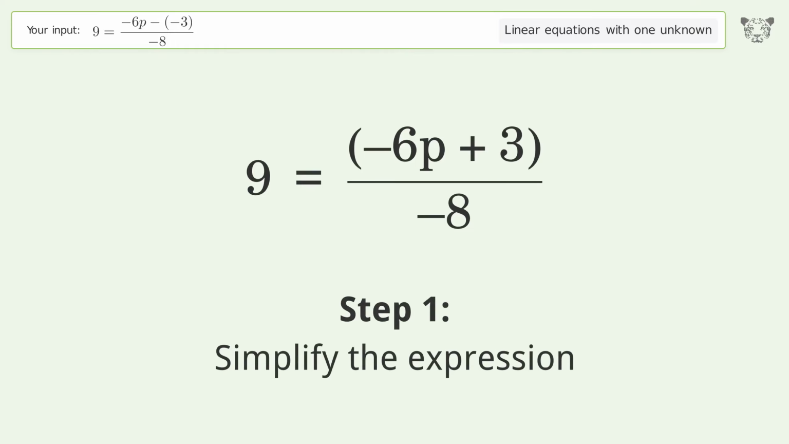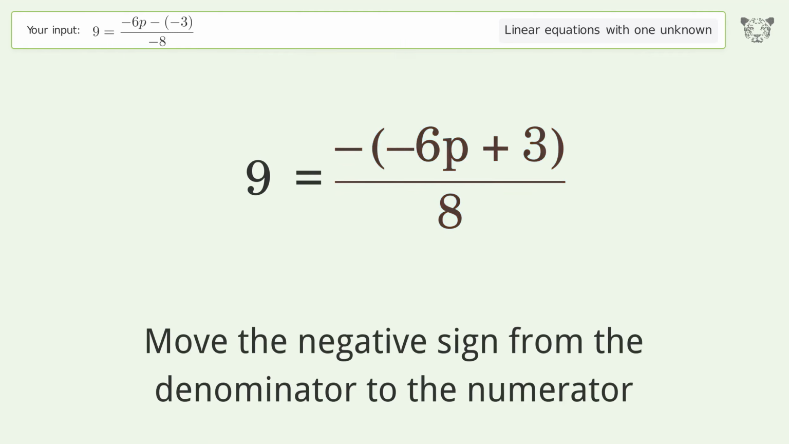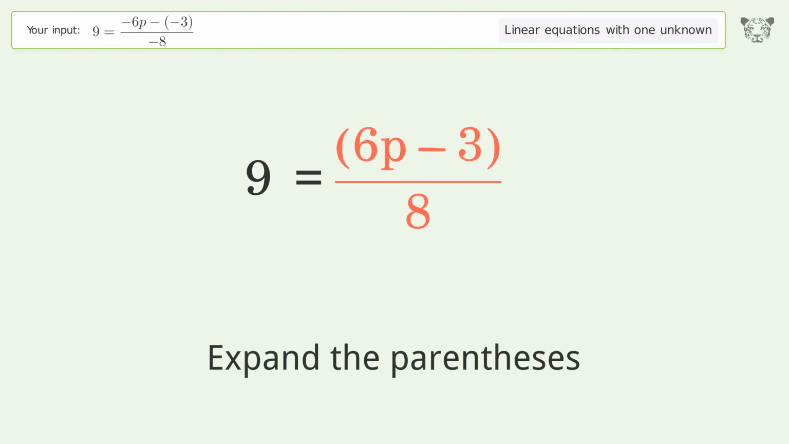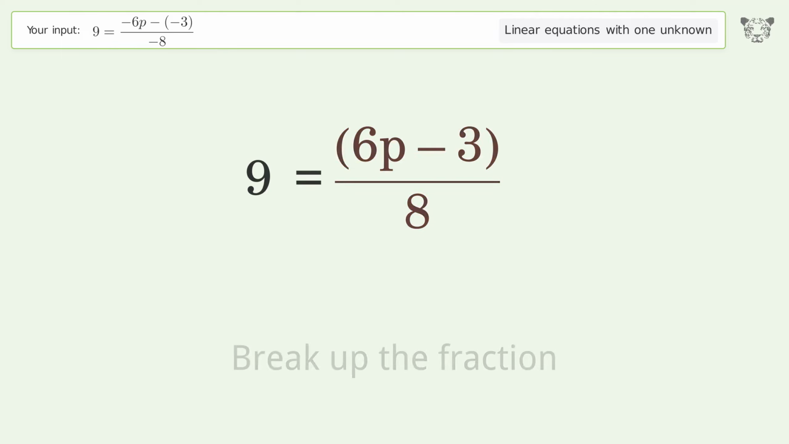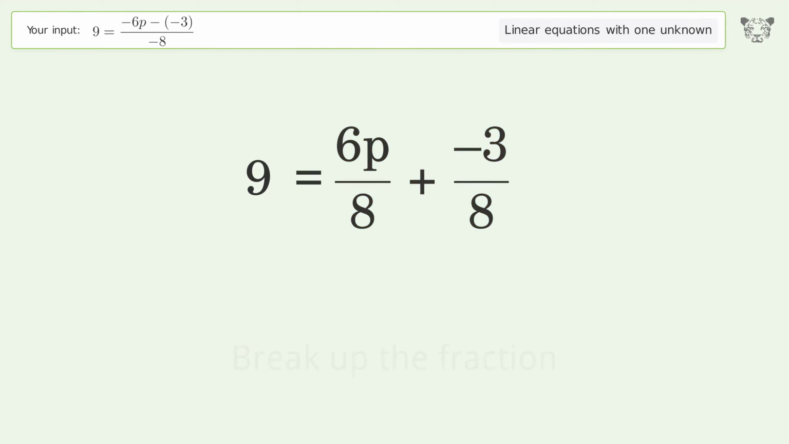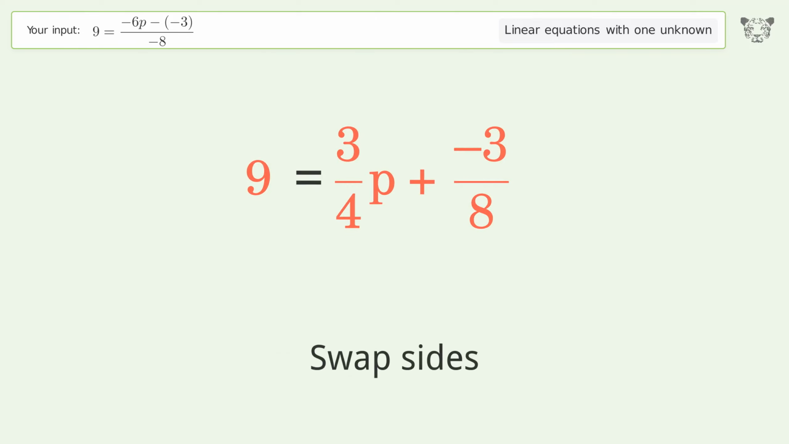Simplify the expression. Move the negative sign from the denominator to the numerator. Expand the parentheses. Break up the fraction. Simplify the fraction. Swap sides.